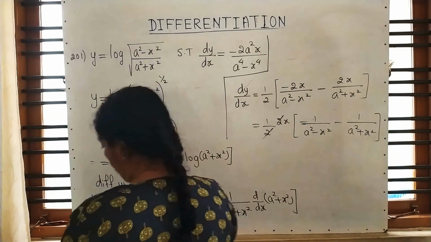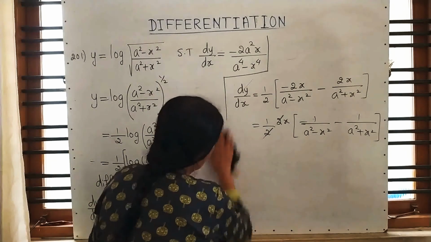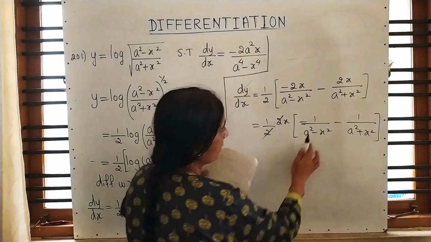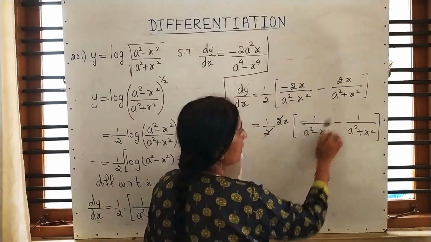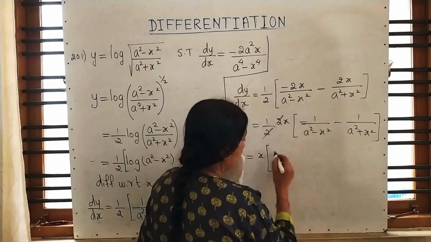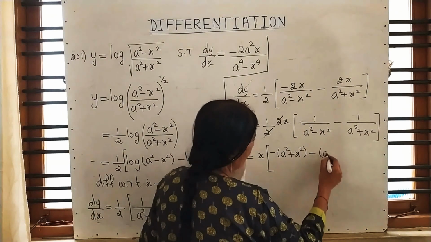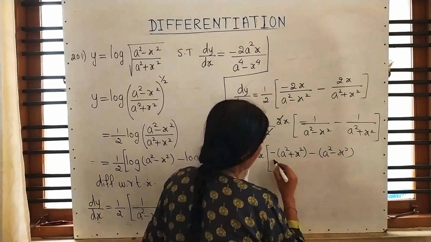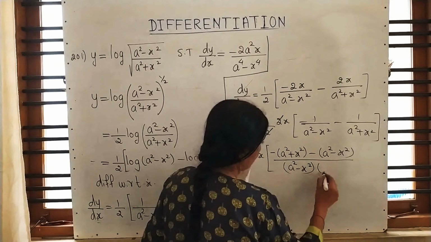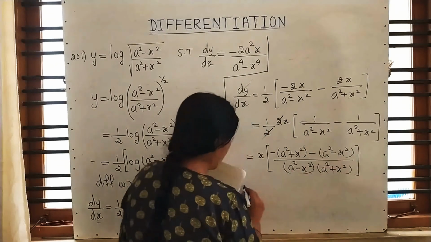These 2 and these 2 get cancelled. Now take the LCM for the bracketed terms. What is the LCM? LCM is this term into this term. This term comes here and this term goes here. x as it is. Here it comes here, minus outside. And here also we have a minus. Take minus inside.